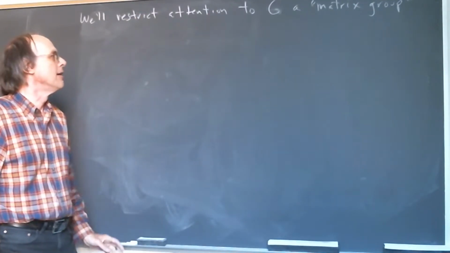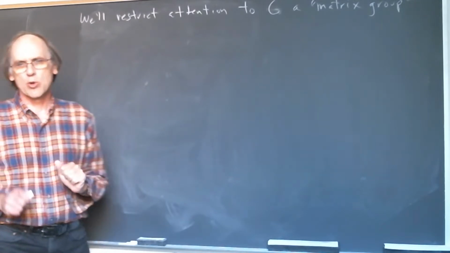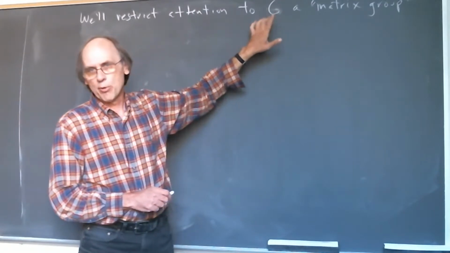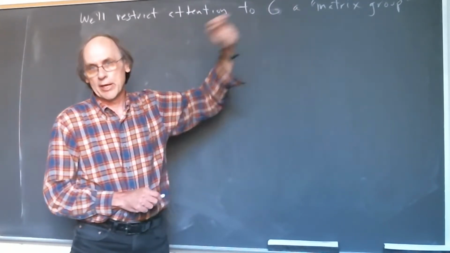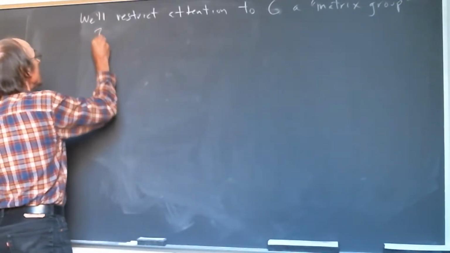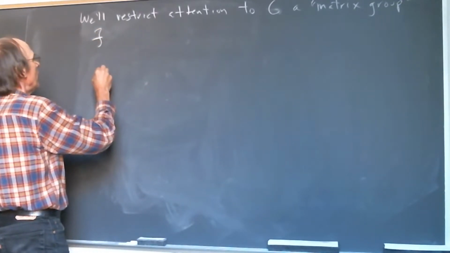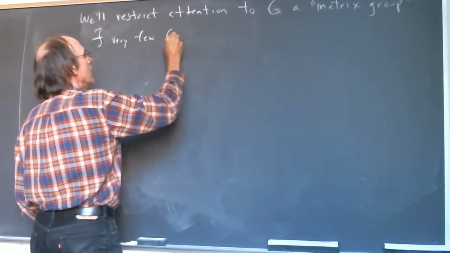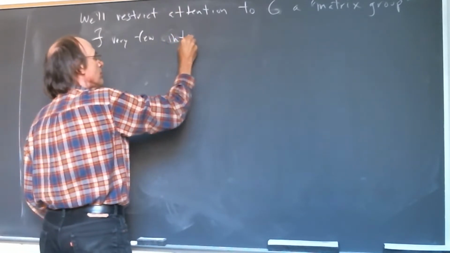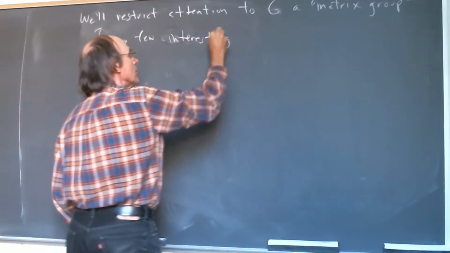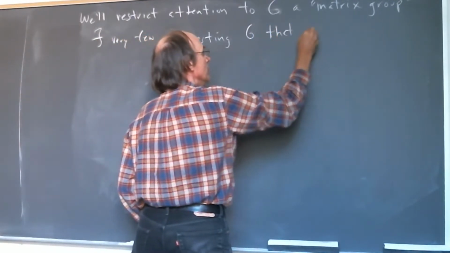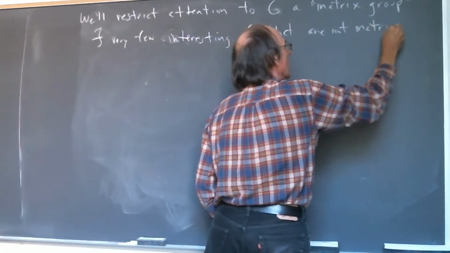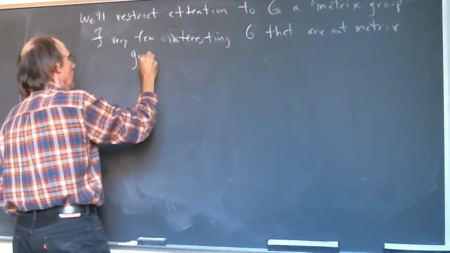And the weird thing about this whole theory is that there's a very small number of examples of interesting Lie groups G that are not matrix groups.